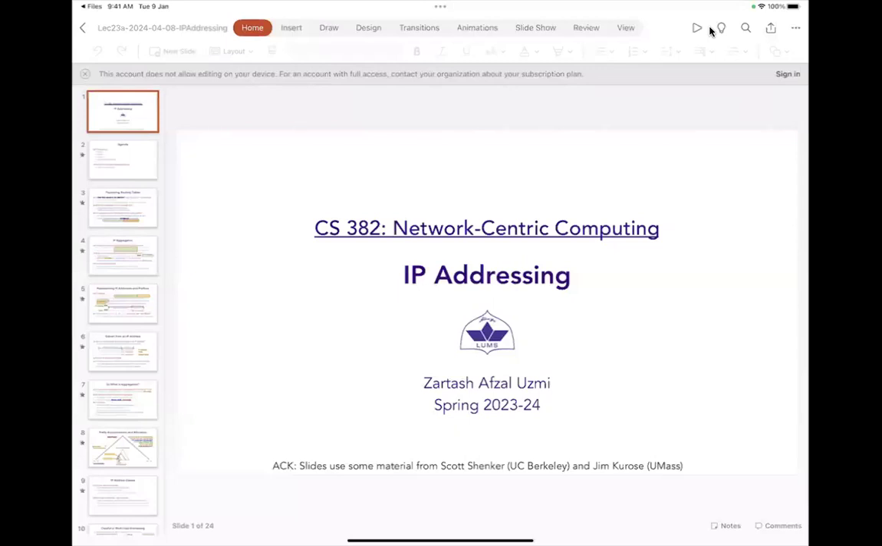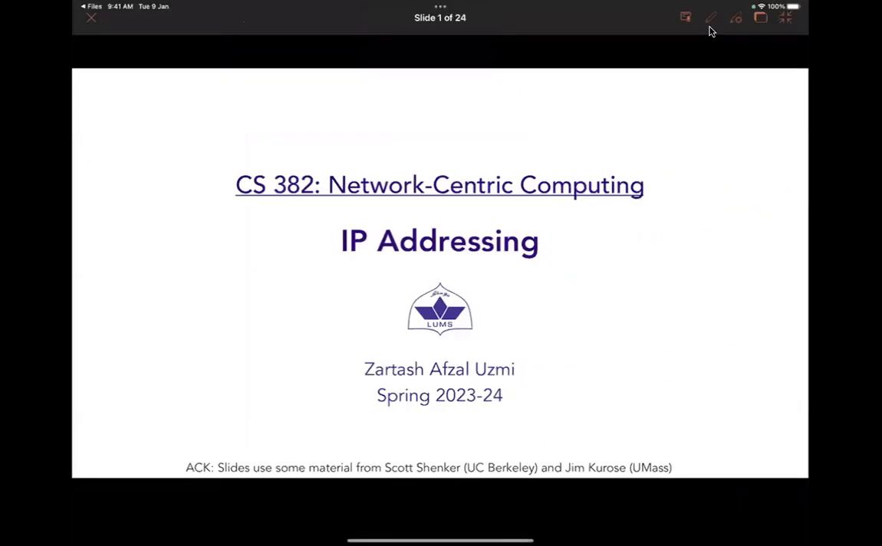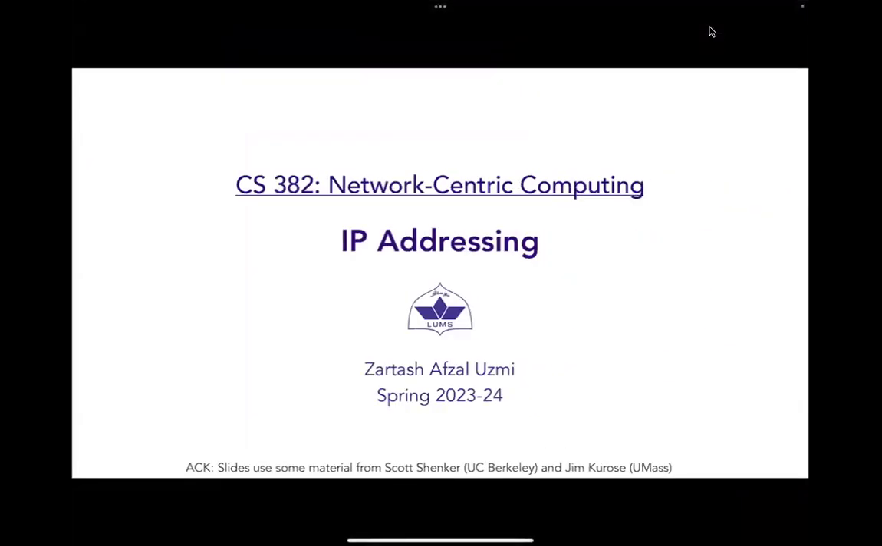This lecture is about IP addressing, and we are going to talk about IP addressing related to routing. Very useful to understand how the routing tables are populated. So I'm going to share the big screen now.